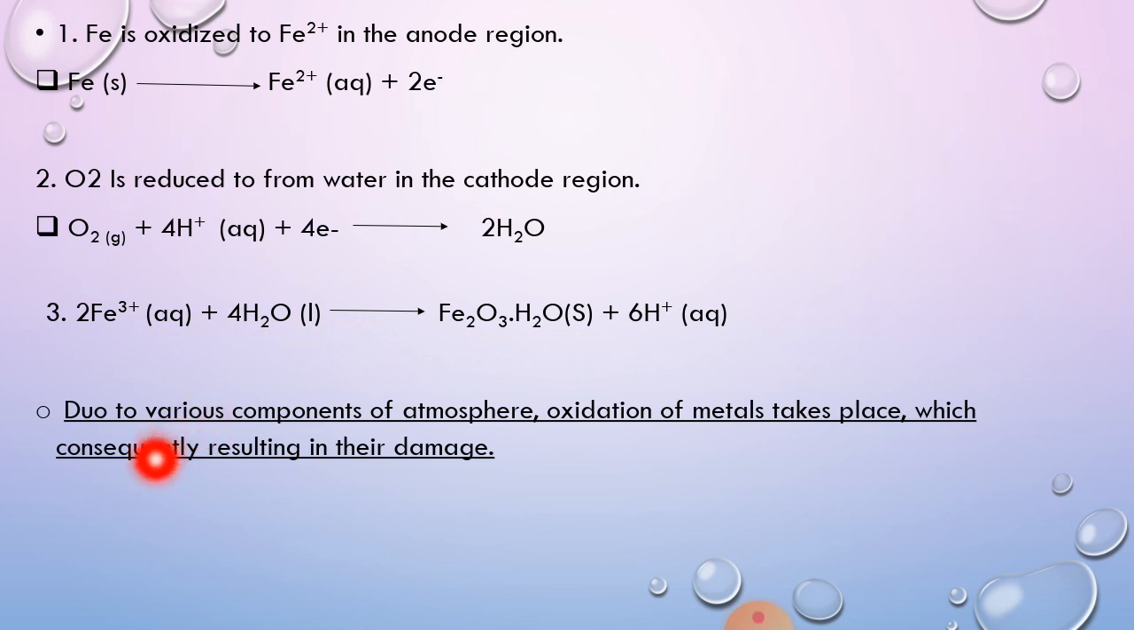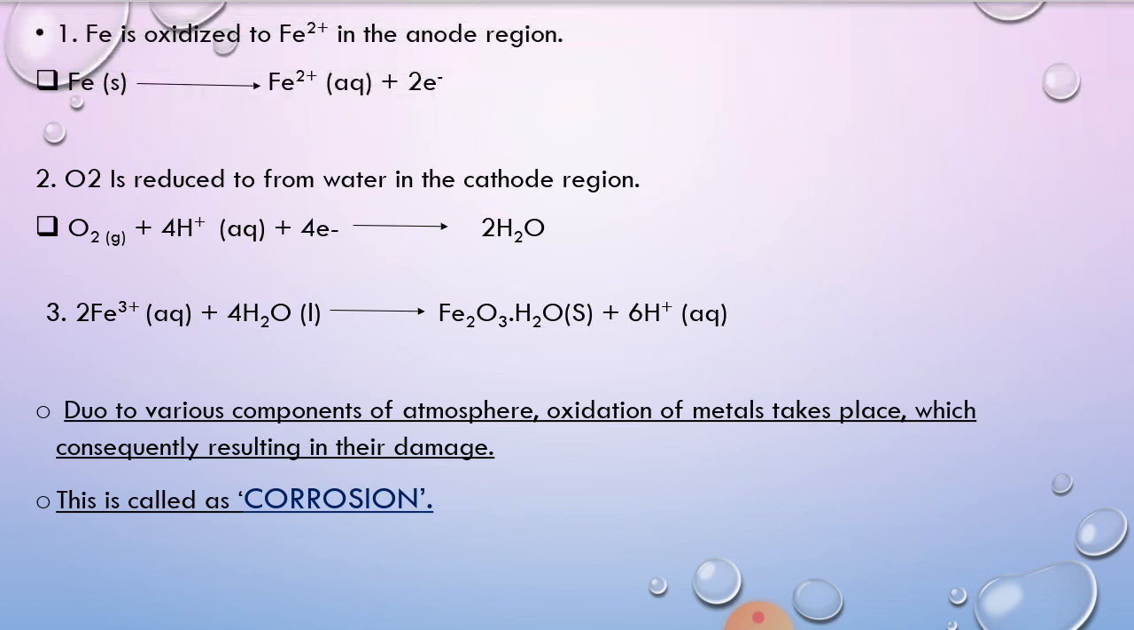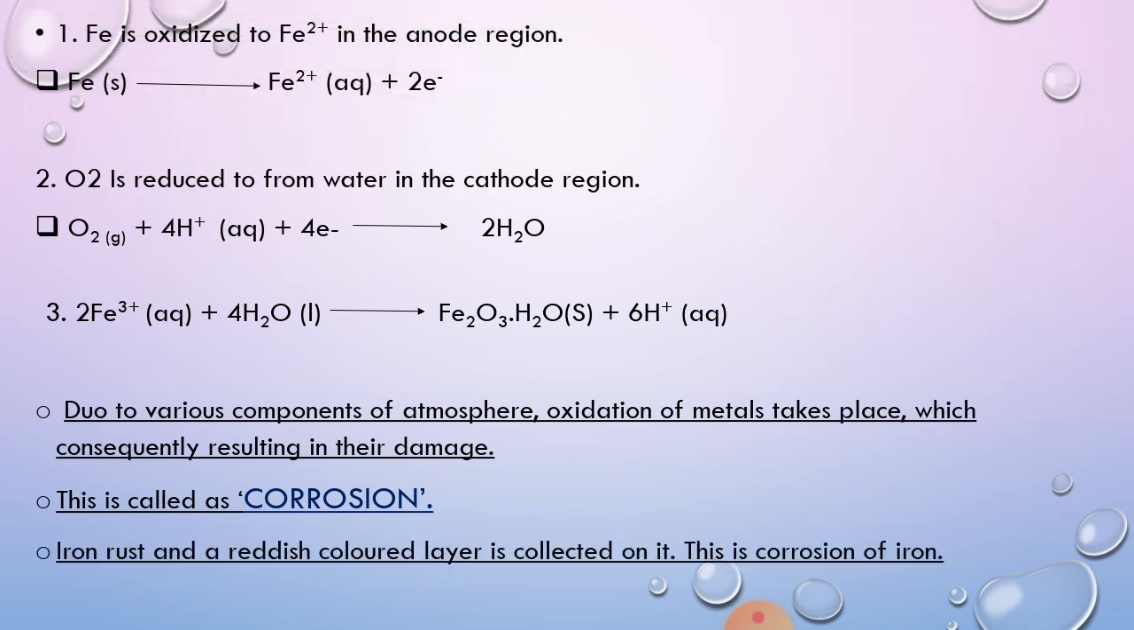So due to the various components of the atmosphere, oxidation of metal takes place, which consequently results in damage. So due to the components of the atmosphere, what happens? Oxidation of metal takes place, and this results in damage on the metallic surface, as we have seen in the last slide. So what is this term called? This is called corrosion. Iron rusts and a reddish-colored layer is collected on it. This is called corrosion of iron.